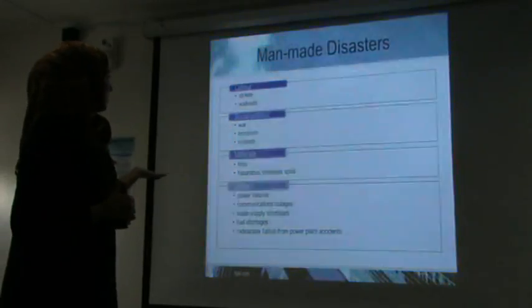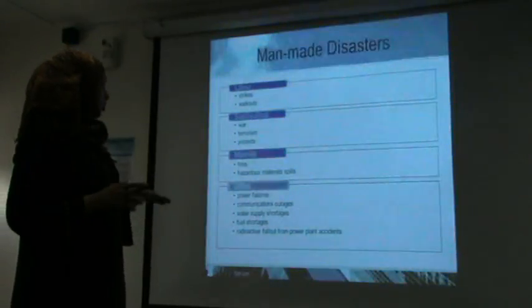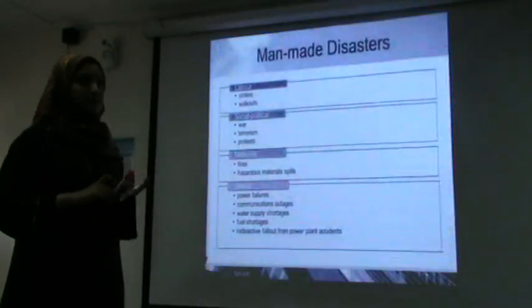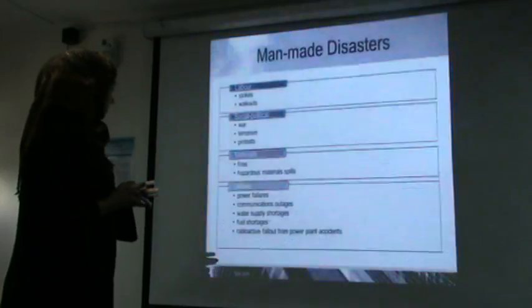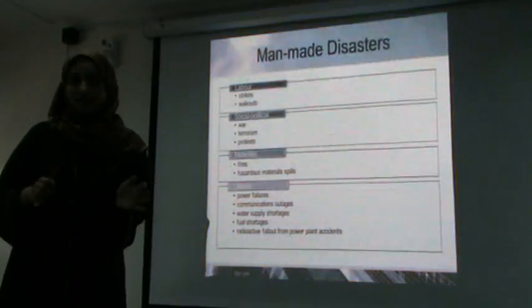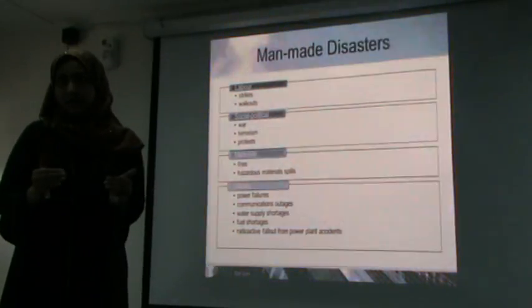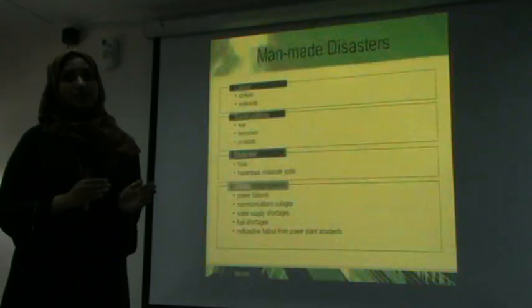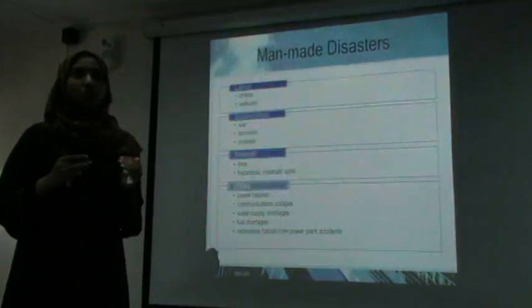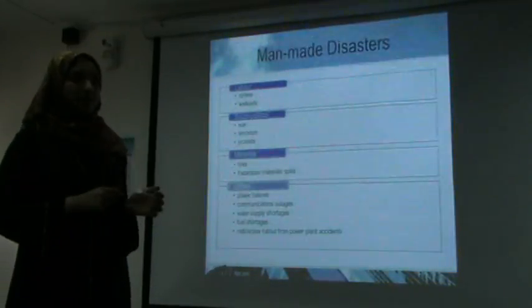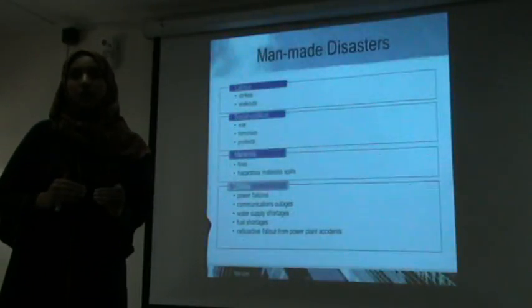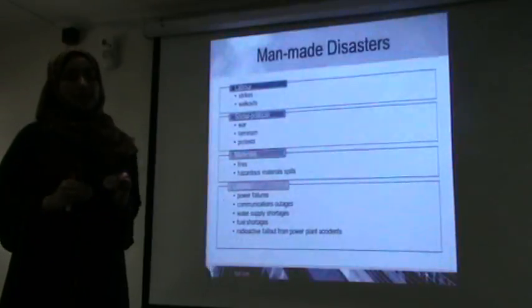Utilities disasters are basically power failures, communication failures, water supply problems, fuel shortages, and radioactive fallout from power plant accidents. Man-made disasters are disasters which are caused by man. Natural disasters are caused by nature or the supreme power, which is not in our control. But man-made disasters, to a very large extent, are under our control, because we humans are the cause of these kinds of disasters.